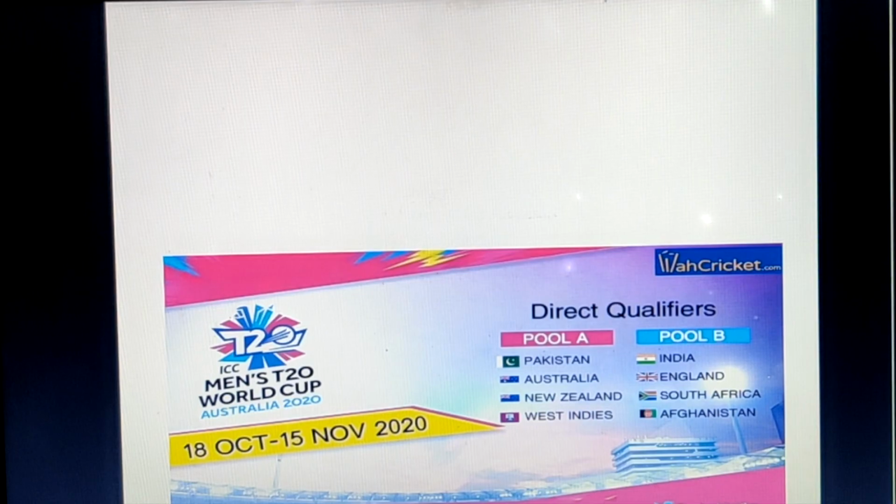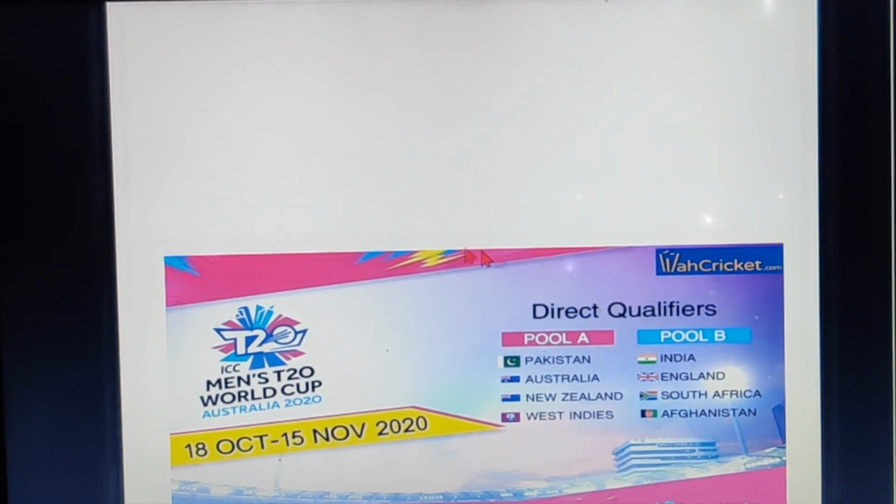in the fixture. Now this might look very interesting to you. This is a fixture of ICC Men's T20 World Cup. Over here, if you see, Pool A and Pool B is given. Pool A and Pool B basically mean that this is Group A and this is Group B. So in Group A or Pool A, you have Pakistan, Australia, New Zealand and West Indies. In Pool B, you have India, England, South Africa and Afghanistan.